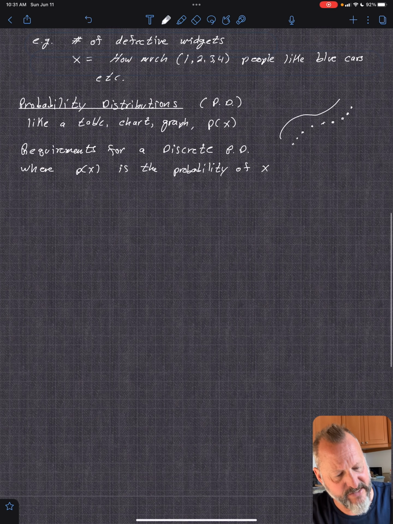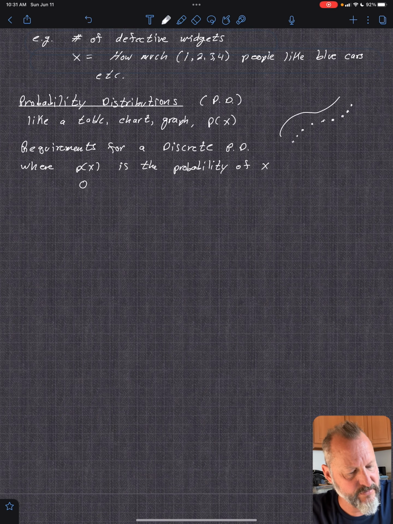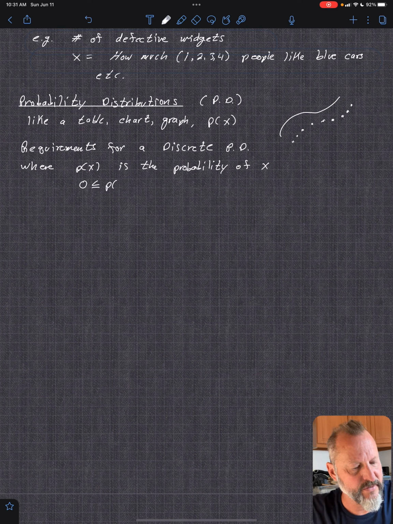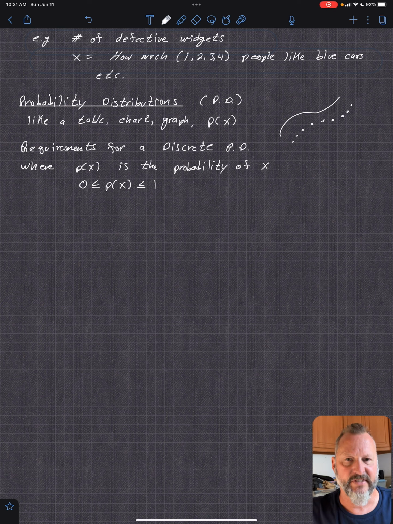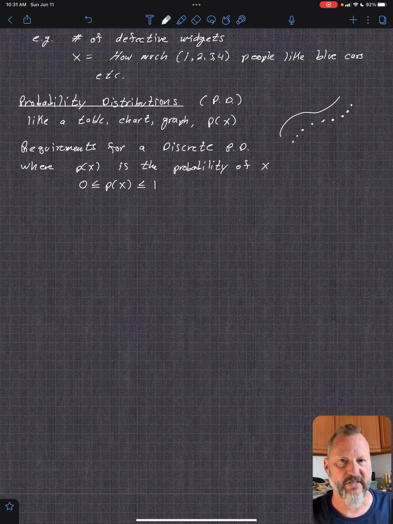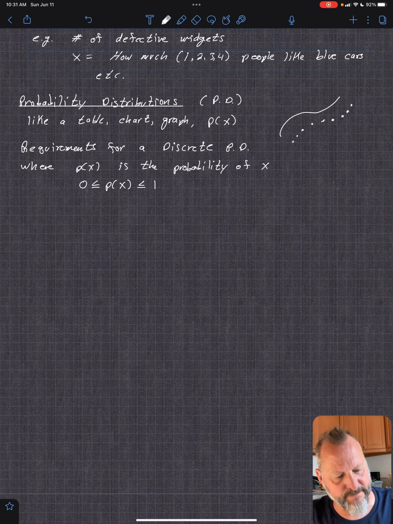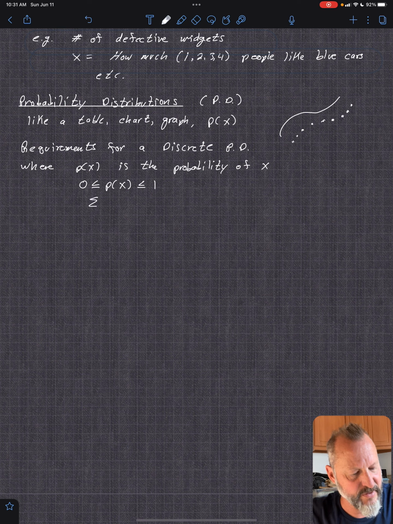So that has to be between 0 and 1. If the probability is 0, it cannot happen. If it's 1, it must happen. And then there's everything in between. And then the sum, if you add up all the probabilities, the sum of the probabilities must add up to 1.